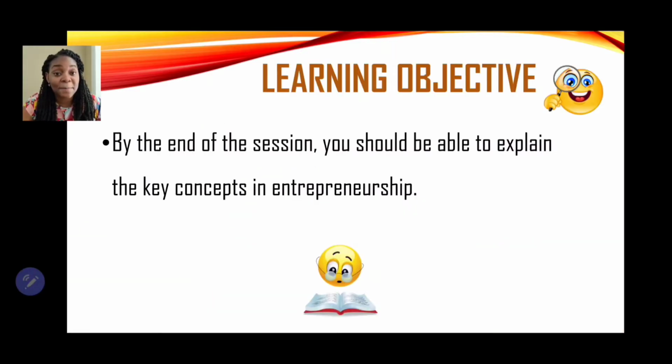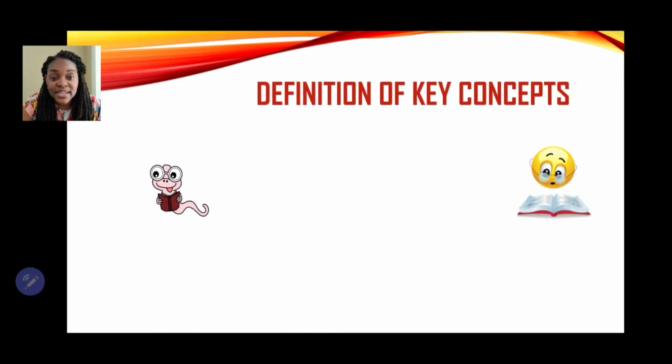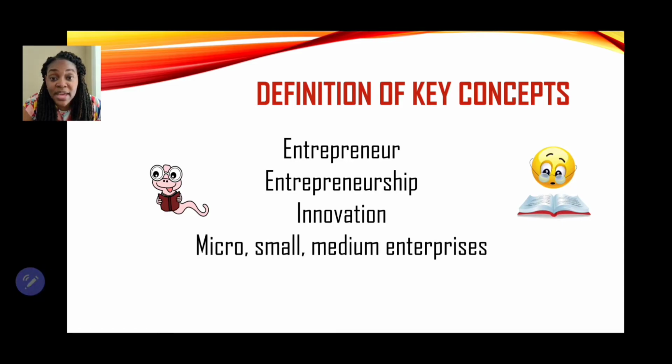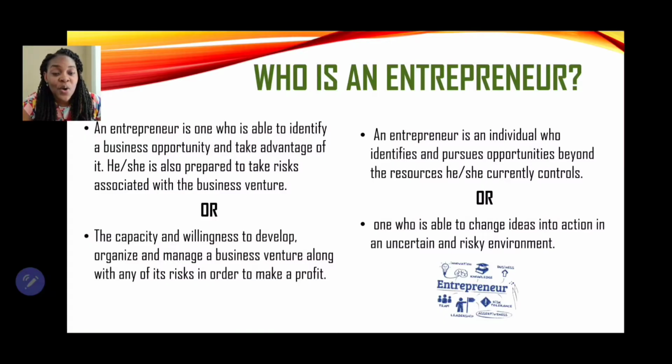Learning objective. By the end of the session, you should be able to explain the key concepts in entrepreneurship. Now, let's get started. We're defining the terms entrepreneur, entrepreneurship, innovation, micro, small, medium enterprises, and also risk willingness and risk aversion. Now, what I have here for you are 4 different descriptions, or we may say definitions, of who is an entrepreneur, right? So you will be able to choose the one that is most suited to you.